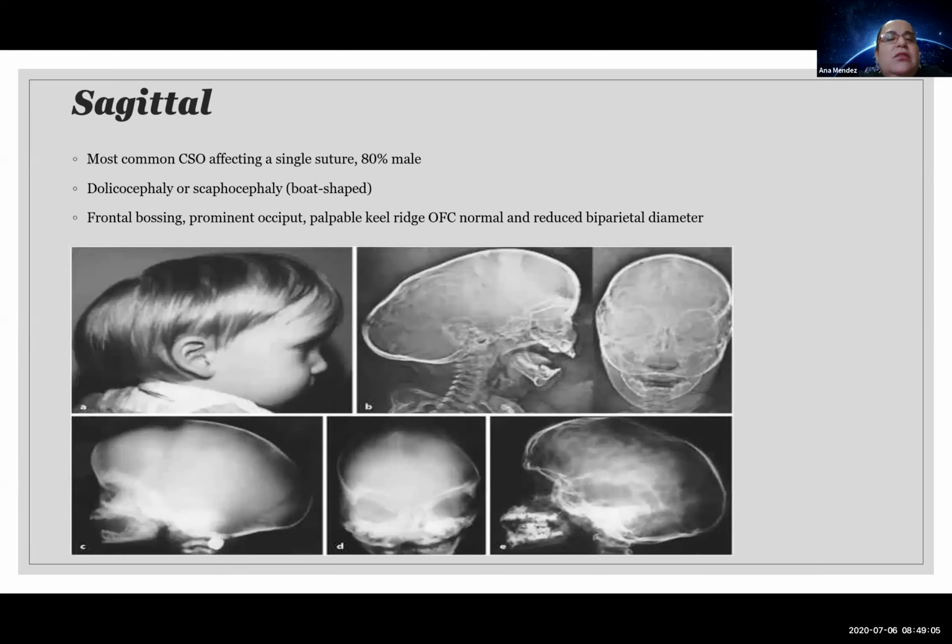The most common craniosynostosis affecting a single suture is the sagittal suture, and 80% of the affected children are males. It's called scaphocephaly, or boat shape. They have frontal bulging, prominent occiput, palpable keel ridge, and they have reduced biparietal diameter, and they really look like a boat here.